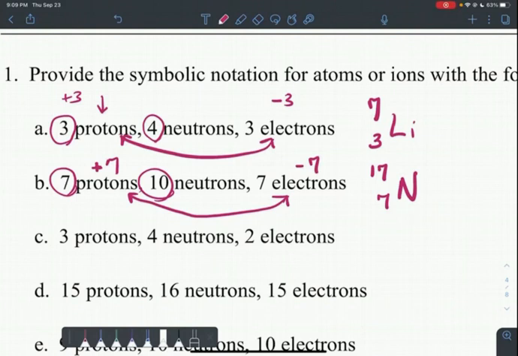C is 3 protons and 4 neutrons. So 3 protons is still lithium, right? Just like it was in A. We put a 3. We're going to add them together. 3 plus 4 is 7. That gives us our mass number.